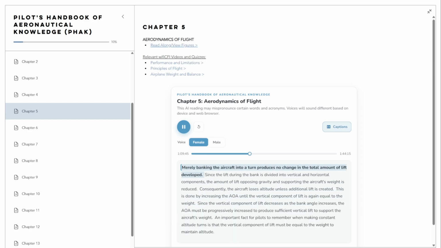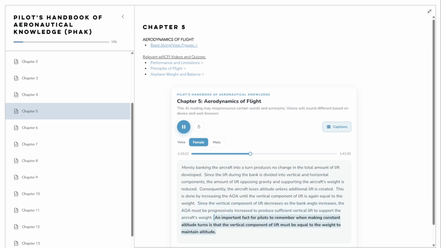Merely banking the aircraft into a turn produces no change in the total amount of lift developed. Since the lift during the bank is divided into vertical and horizontal components, the amount of lift opposing gravity and supporting the aircraft's weight is reduced. Consequently, the aircraft loses altitude unless additional lift is created. This is done by increasing the AOA until the vertical component of lift is again equal to the weight. Since the vertical component of lift decreases as the bank angle increases, the AOA must be progressively increased to produce sufficient vertical lift to support the aircraft's weight.